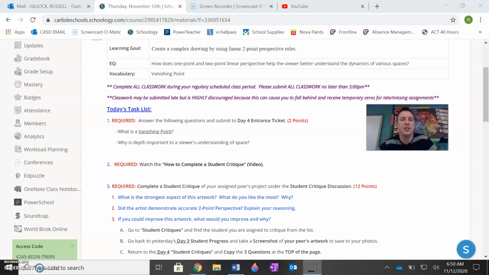And then your vocabulary today is vanishing point, which leads us to our entrance ticket. So your first task, as always, is to complete your entrance ticket. You're going to answer the 2 questions: what is a vanishing point, and why is depth important to a viewer's understanding of space? Please refer to the Day 1 PowerPoint as needed for help with both of these questions. That's a resource that's available to you.